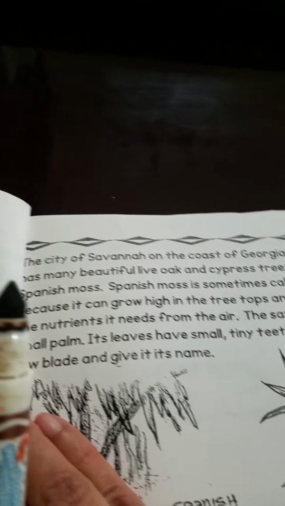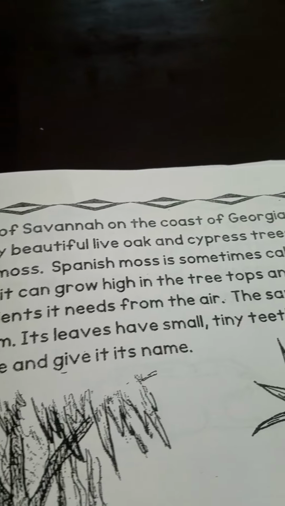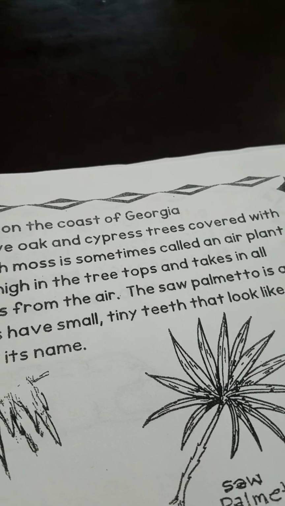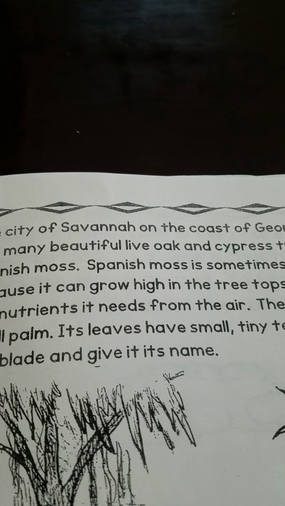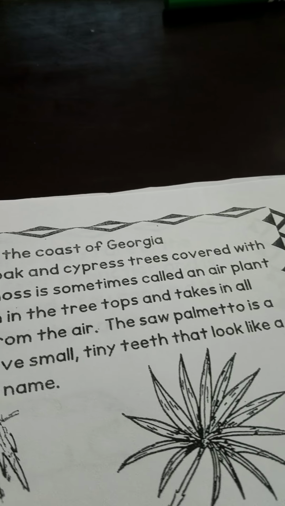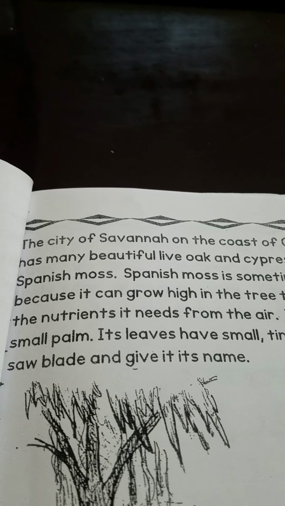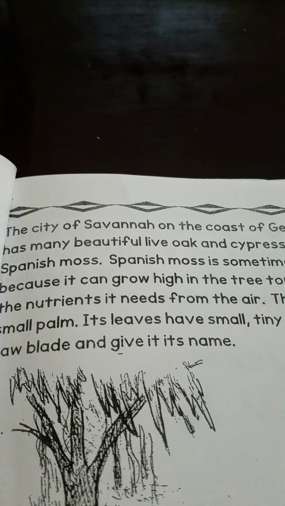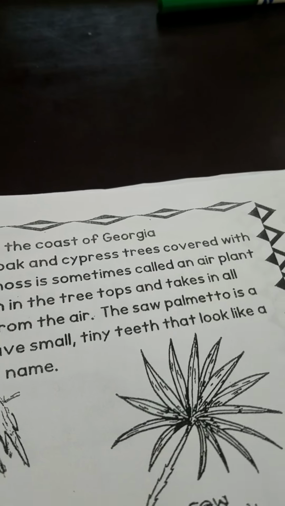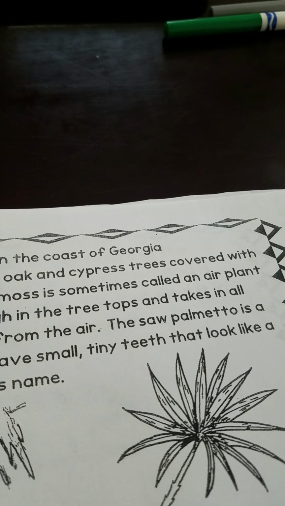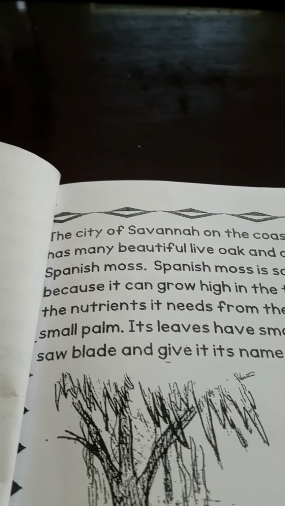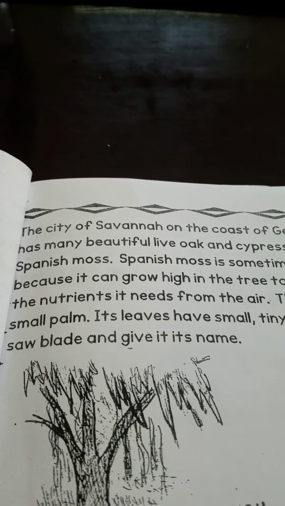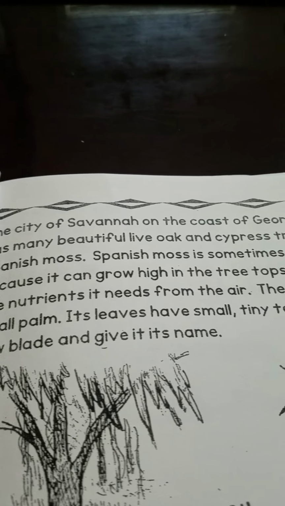So there it is, the city of Savannah on the coast of Georgia. It has many beautiful live oak and cypress trees covered with Spanish moss. Spanish moss is sometimes called an air plant because it can grow high in the tree tops and takes in all the nutrients it needs from the air. The saw palmetto is a small palm. Its leaves have small tiny teeth that look like a saw blade and gave it its name.